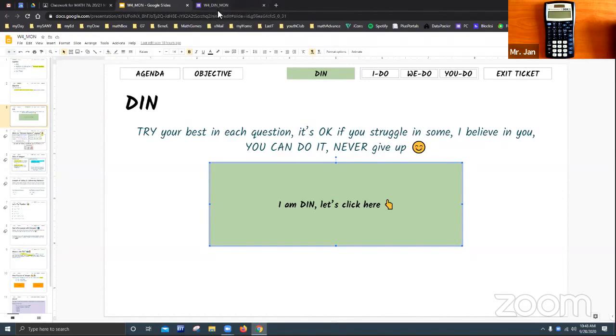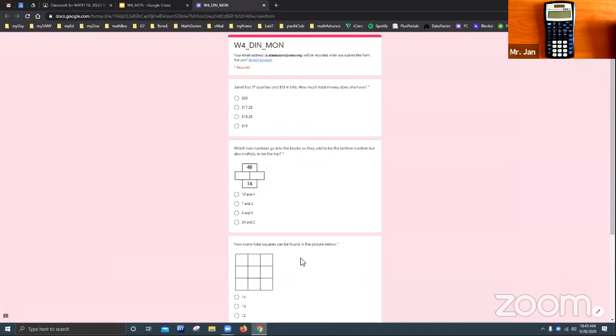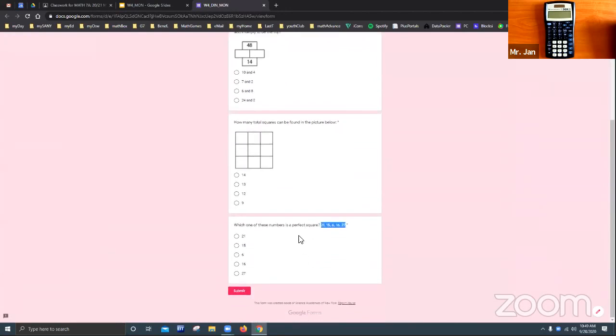Okay, last 20 seconds. Which question do you think you need help with? The last one. Okay, just a little clue about the last one. Which number can you represent? There are a couple numbers, right? 25, 15, 6, 16, 27. Only one of them is a perfect square.